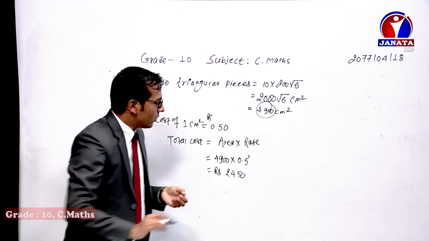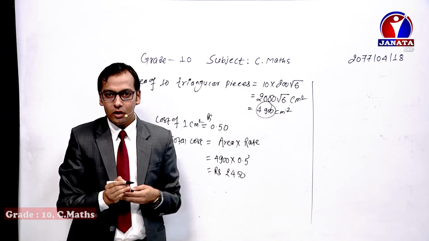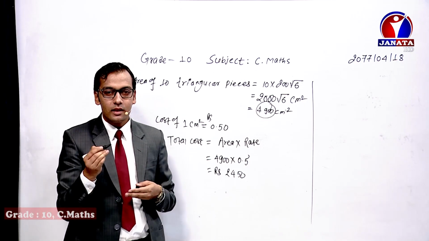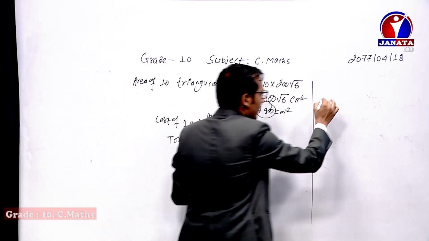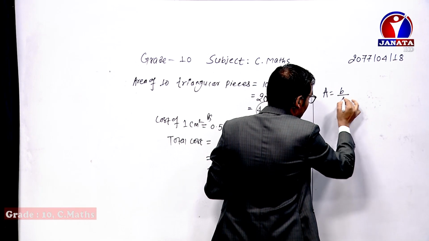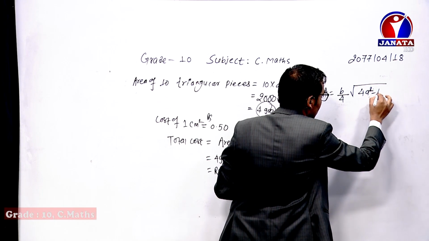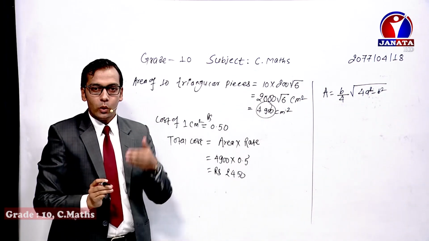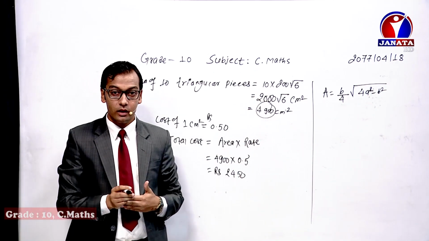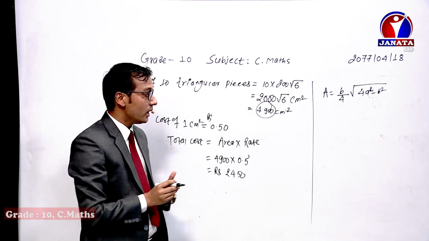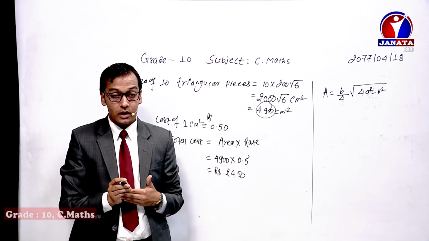So first of all, we calculated the area of one triangular piece. This is a special type of triangle called an isosceles triangle. So what is the formula to find the area of an isosceles triangle? b over 4 times square root of 4a square minus b square. We have the value of a. a is the length of the equal side, and what is b? b is the base, that is the remaining side of this triangle.